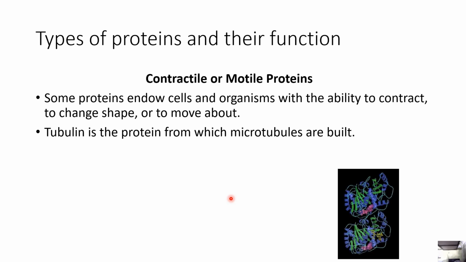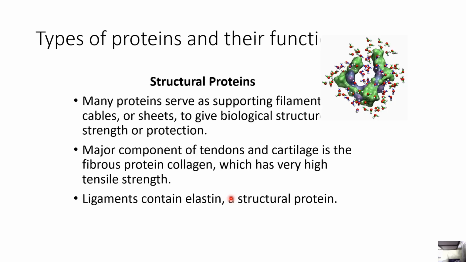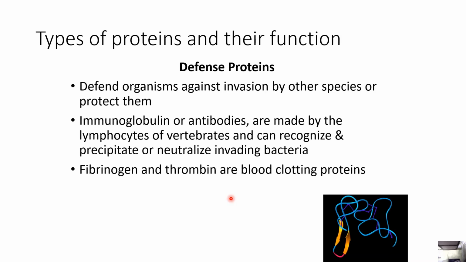Then we have contractile or motile proteins. Some proteins endow cells and organisms with the ability to contract, to change shape, or to move about. Tubulin is the protein from which microtubules are built. We have structural proteins. Many proteins serve as supporting filaments, cables, or sheets to give biological structures strength or protection. A major component of tendons and cartilage is the fibrous protein collagen, which has very high tensile strength. Ligaments contain elastin, a structural protein.